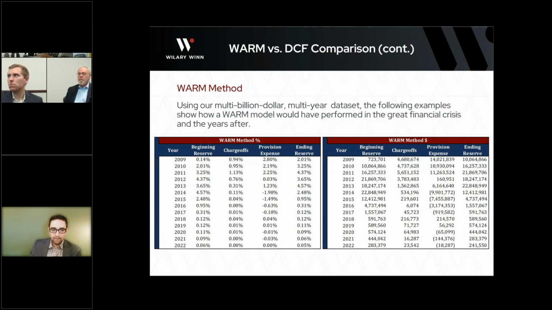And so this is the core limitation we see with a WARM model, is that it's backward looking by nature, which makes it slow to respond to those rapid economic swings, which generally is going to lead to under reserving when losses are rising and over reserving on the back end of that.